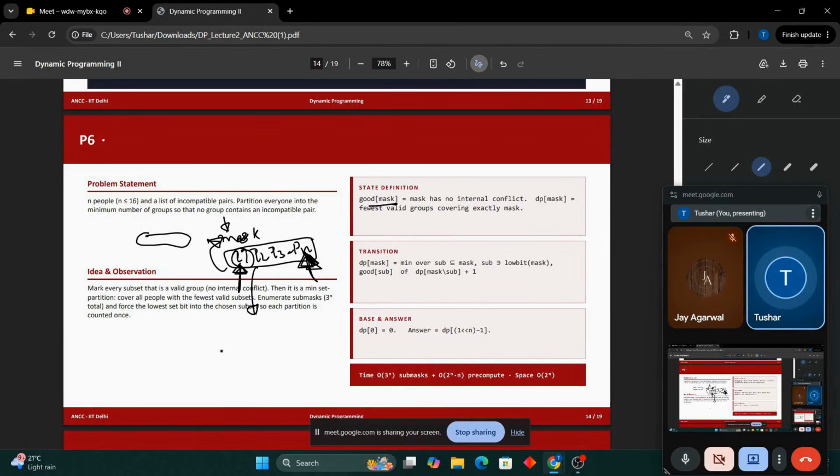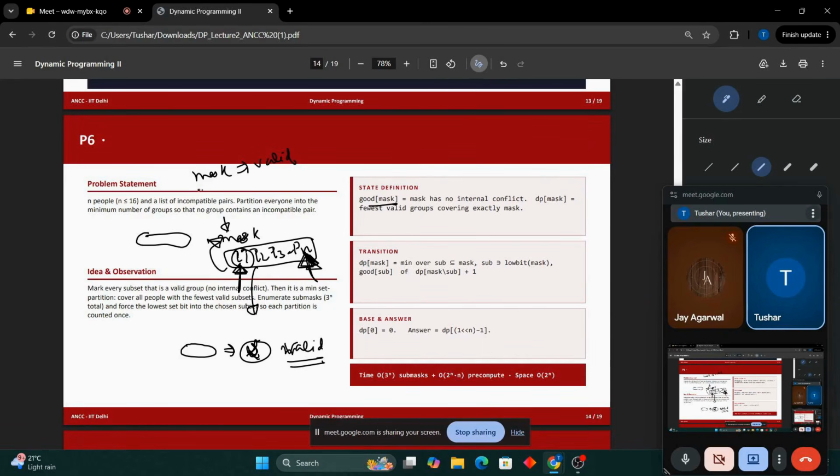So suppose the group of that person can be represented by a submask S. Then first of all, we need to check whether that group is valid or not, which we should pre-compute: for every mask, whether that mask is valid or not. How do we pre-compute for a particular mask? We have to start thinking in this order, and then we'll know that we also need to know whether a mask is valid or not. That will need a pre-computation.